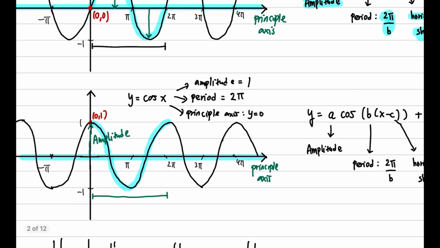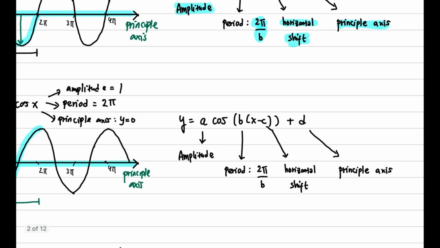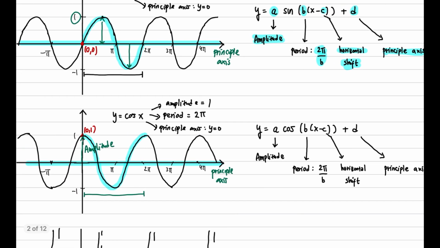Now, let's look at the general form. It is 100% the same thing as sine. A is for the amplitude, B is for the period, 2 pi over B, C is for the horizontal shift, and D is the vertical shift or principal axis. It's the same thing as sine. It just has a different starting point.